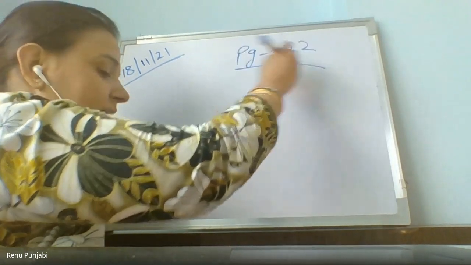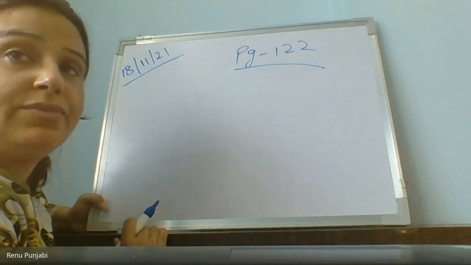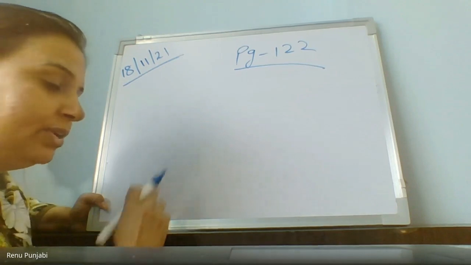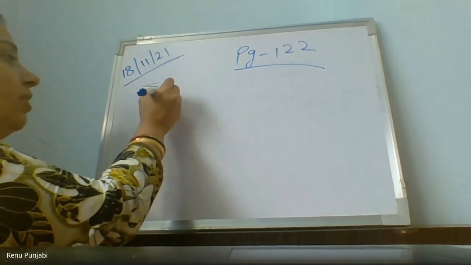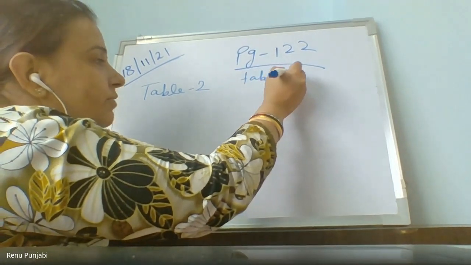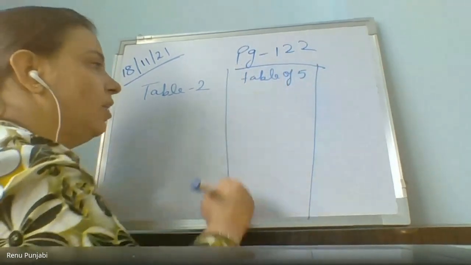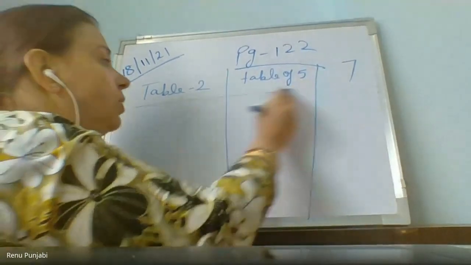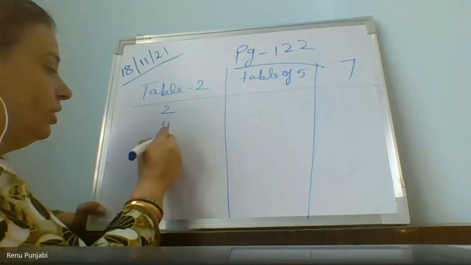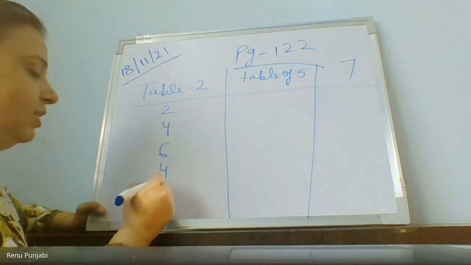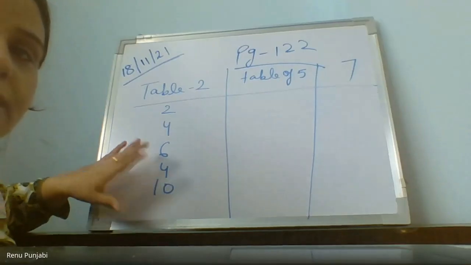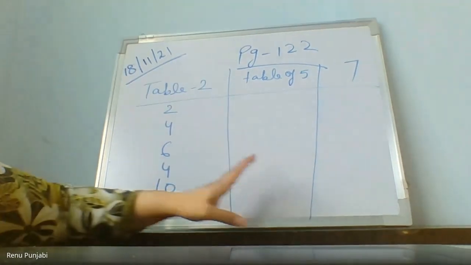Here you can see the table of 2 and the table of 5 is given. And from the table of 2 and 5, they are making the table of 7. So, table of 2, table of 5. Now you have to make the table of 7. How? 2 ones are 2, 2 twos are 4, 2 threes are 6, 2 fours are 8, 2 fives are 10. I will do till 5 only, but you can do till 10 and easily make it.